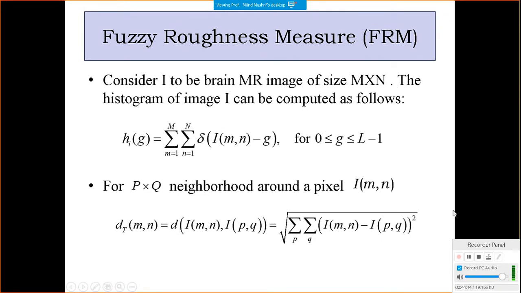This is how we calculate a conventional histogram. It is basically a plot of the frequency of occurrence of intensities versus intensity. In order to compute histon, we consider a P by Q neighborhood around a pixel I(m,n), and we calculate the distances dt(m,n) between the pixel at the (m,n)th position and its surrounding pixels in the neighborhood. I(p,q) represents a pixel in the neighborhood and I(m,n) represents the pixel at the center. For example, if it is a 3 by 3 neighborhood, there will be 8 pixels surrounding the center pixel. We take the sum of these distances as dt(m,n).